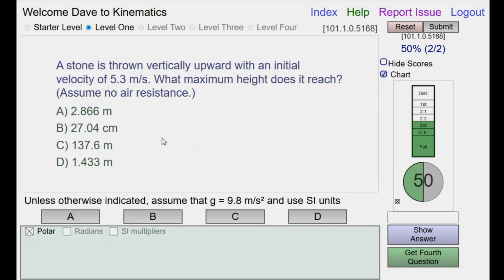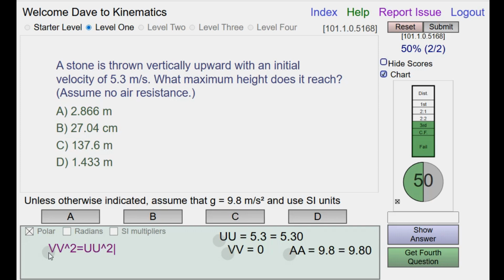A stone is thrown vertically upwards with an initial velocity of 5.3 meters per second. What maximum height does it reach? Okay, the initial velocity is 5.3. The final velocity is 0. The maximum height, we don't know, but the acceleration due to gravity, that is 9.8 meters per second squared. That's given down here in the information. So we need something that relates u, v, a and s. And that is vv squared equal to uu squared.